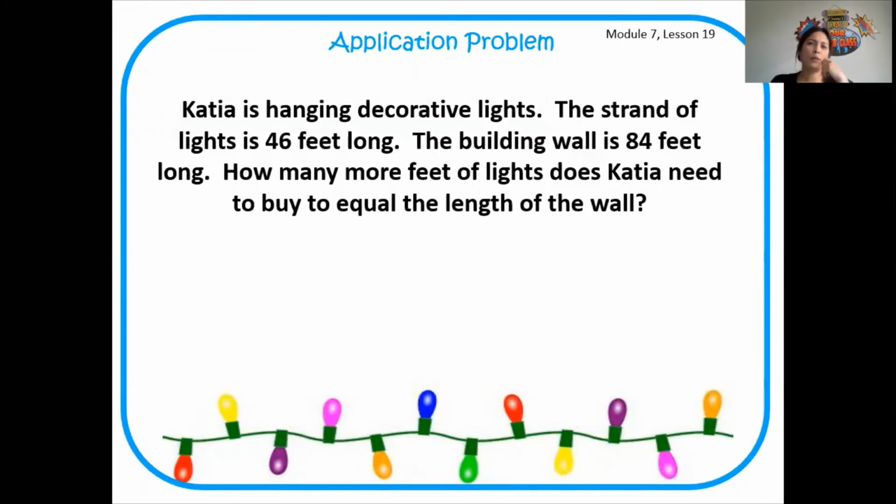So she says, well, I want to go to the store. I want to know how many boxes I need. I know one box has 46 feet. Should I buy 2 boxes, 3 boxes? I only need 84 feet. So we need to know how many more feet of light she needs to buy, okay? So what do you think we should draw?